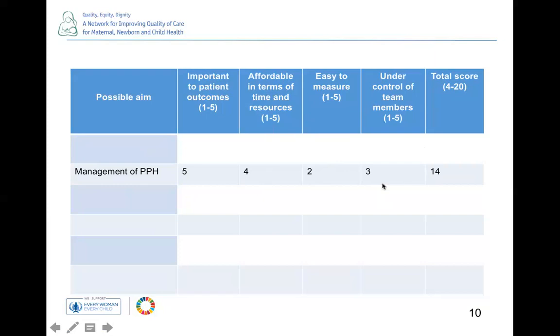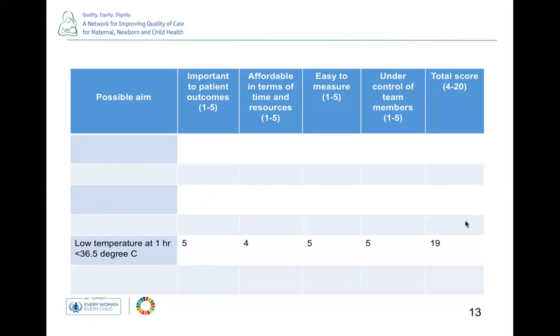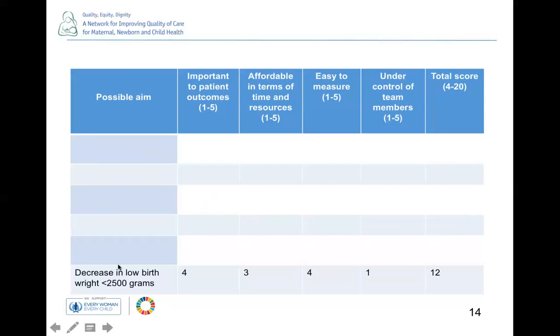Similarly, for a third problem, immediate drying of the baby at the time of birth of the complete body by a dry towel gets a total score of 19. If we look at another problem, delayed cord clamping, it gets a score of 15. A low temperature at 1 hour of age gets a score of 19. And then decreasing low birth weight below 2.5 kg gets a score of only 12. The reason is this is not under our team's control. It is not easy and affordable to control this. So it is getting a lower score of 12.